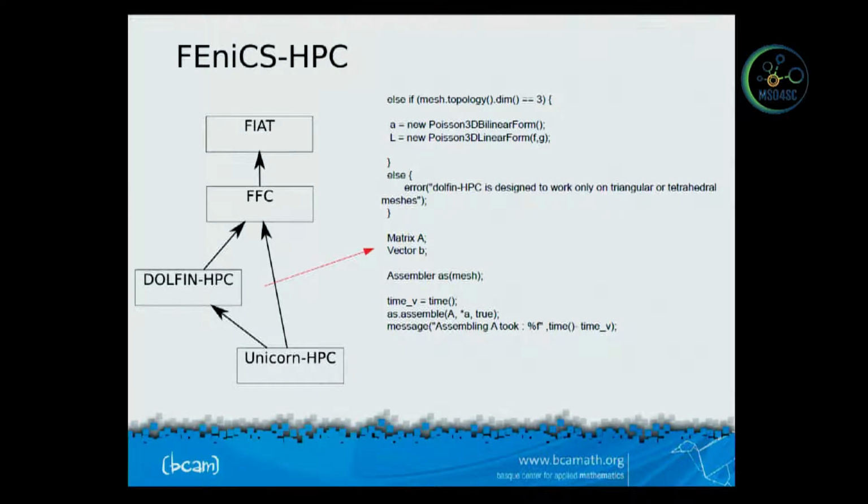Okay, and the Dolphin component is a collection of classes for parallel implementation of the matrices, the vectors, and the assembly, and also parallel mesh. For this Poisson example, I show some part of the code, and I also had some timings for different portions of the code.